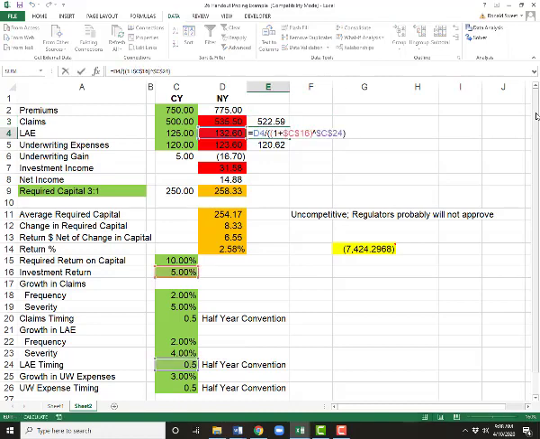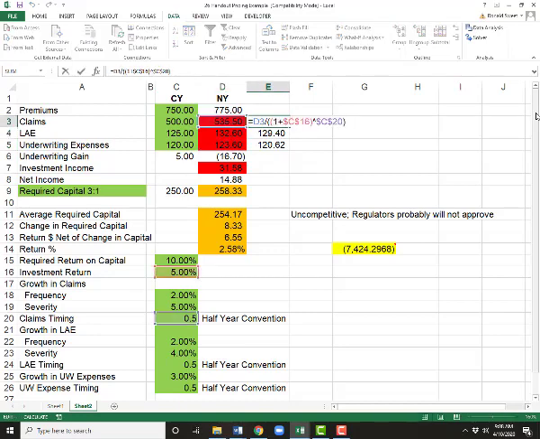Same thing with LAE. You increase it by 2% and increase it by 4%. So 1 plus 0.02 times 1 plus 0.04. Make sure you have your parentheses in the right place. Expenses are a lot easier. You just increase it by the growth. So that gives us an underwriting loss of 1670.